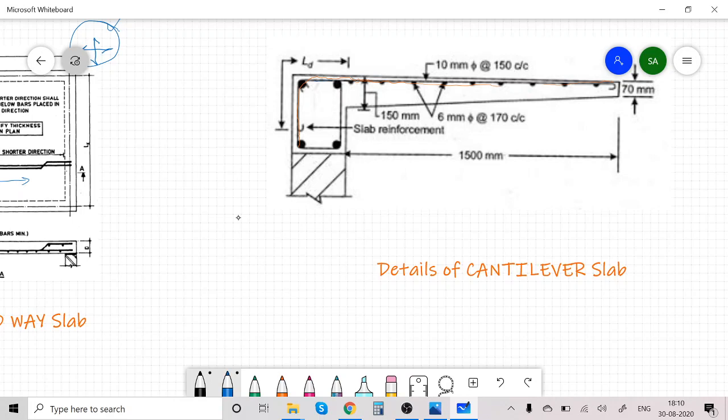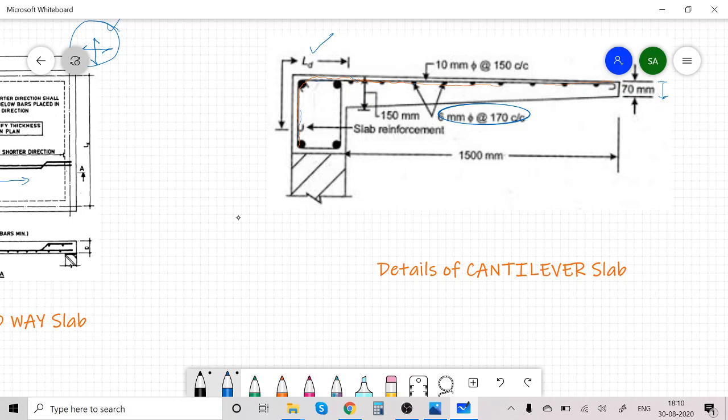The sufficient length is embedded in the supporting beam, which is known as Ld, that we studied in the chapter bond. The distribution steel is provided parallel to the supporting beam, this 6 mm diameter. Here you can see that the thickness can be reduced at the free end because theoretically the bending moment at free end is 0.